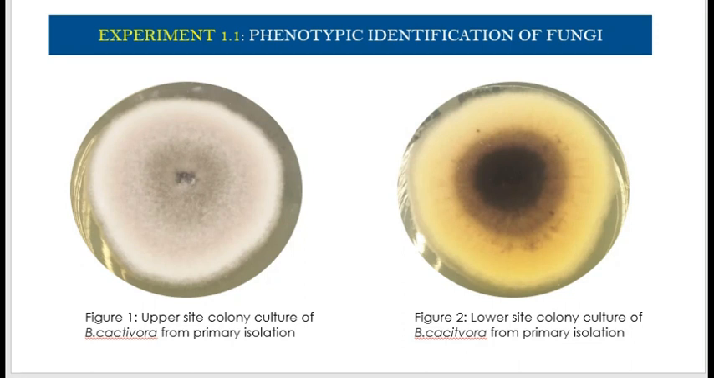This is the result from experiment 1. Phenotypic identification of fungi. On the left side is the upper side colony culture of Bipolaris cactivora from primary isolation. Meanwhile, on the right side is the lower side colony culture. The colony was suspected to be a colony of Bipolaris species based on its growth characteristics and physical appearance. Conidiophores were pale to light brown with a ring of diurnal zonation of dark brown to black on the lower side of it. This finding is quite similar to the research done by He et al.